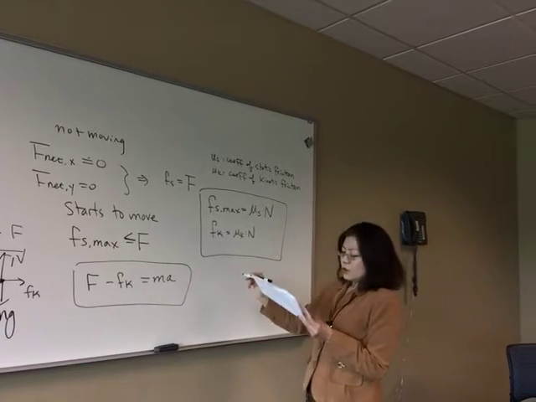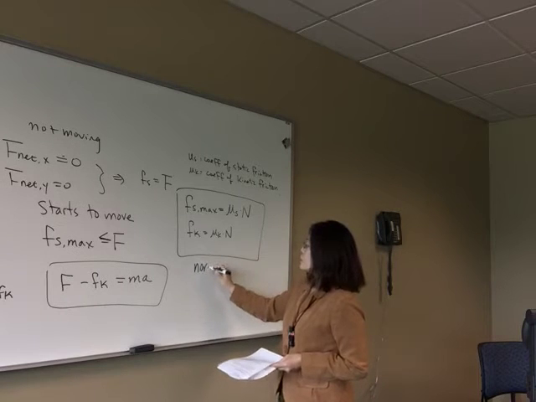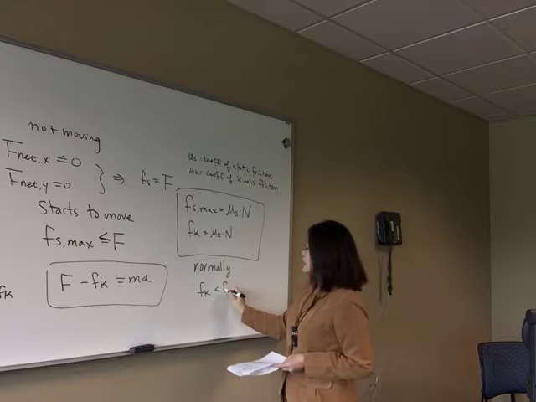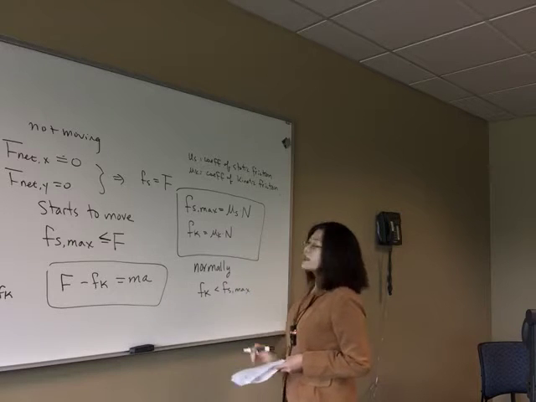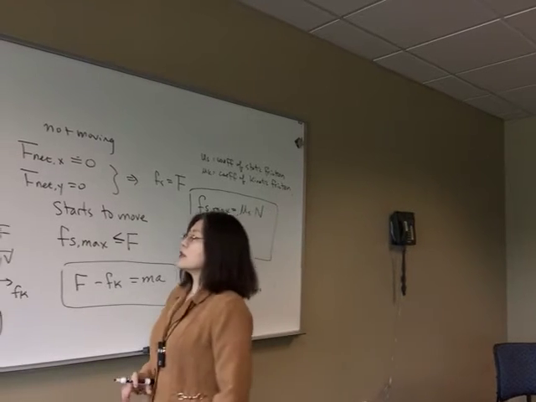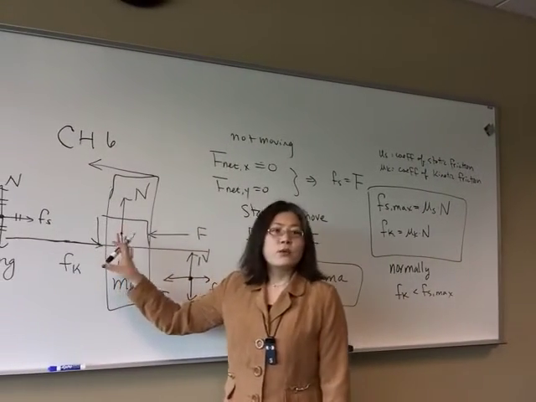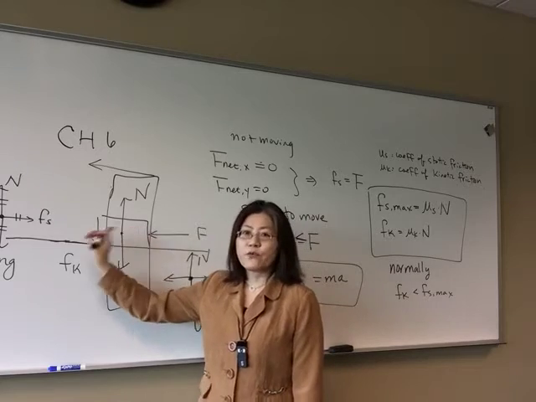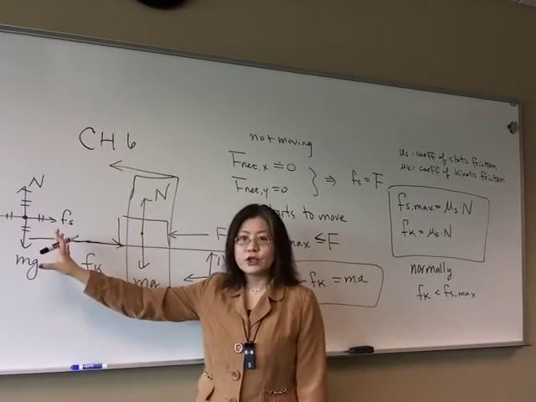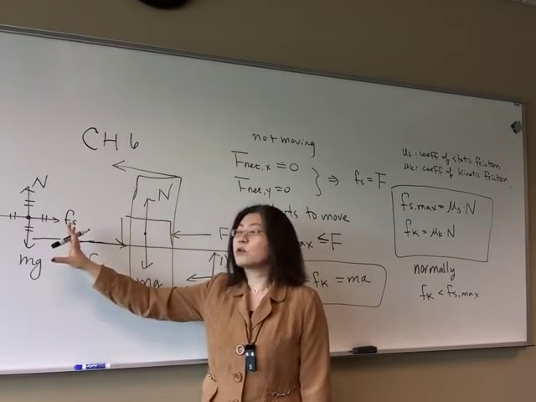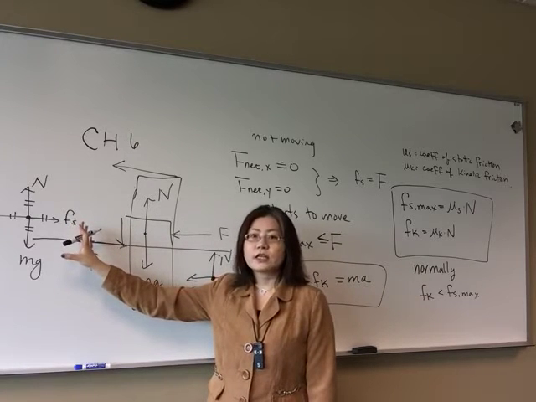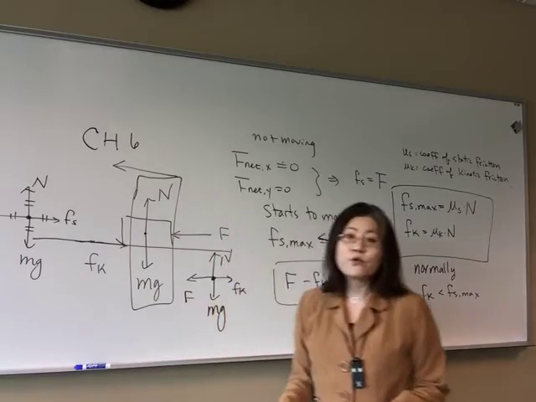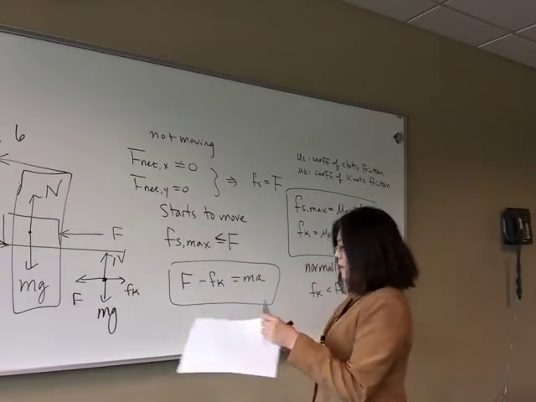Usually your Fk is less than the maximum static friction. The kinetic friction is less than the maximum static friction. So in other words, when you apply enough force to overcome the maximum static friction, then it becomes easy to move the block. The friction force experienced by the block when it's moving is less than the maximum static friction. So that's basically what it means.